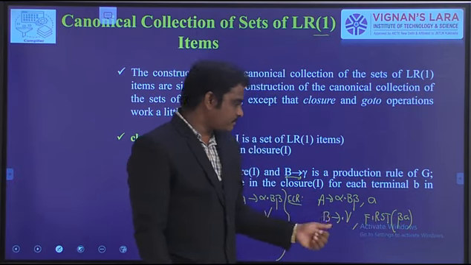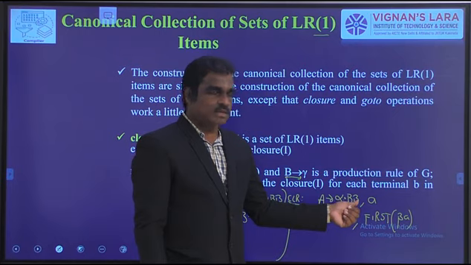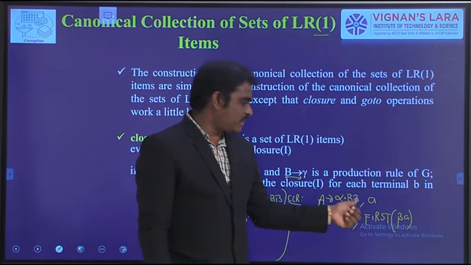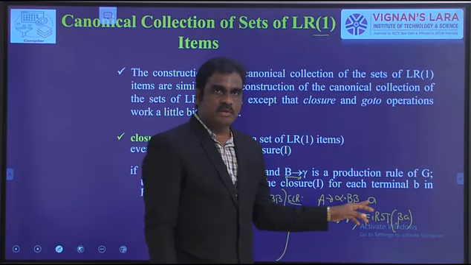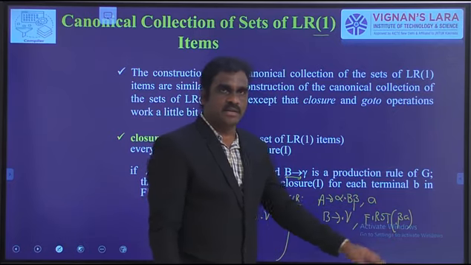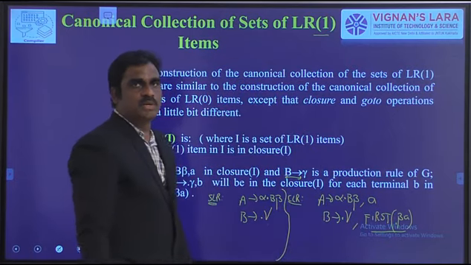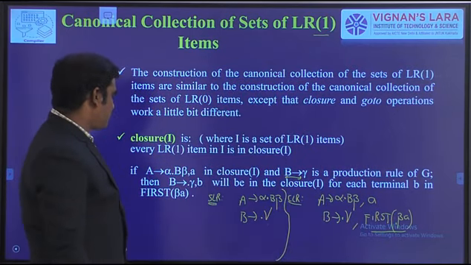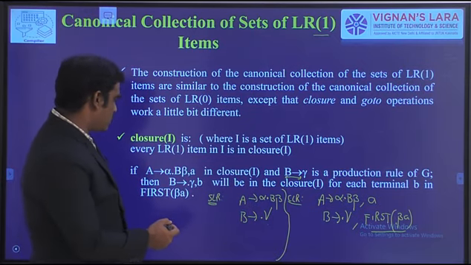What is beta? Here B is a non-terminal, B followed by beta. So beta means nothing but the symbols following B. And what is a? a is a lookahead symbol. So first of beta a. Once you have calculated first of beta a, the result is nothing but the lookahead symbol. So this is the output.